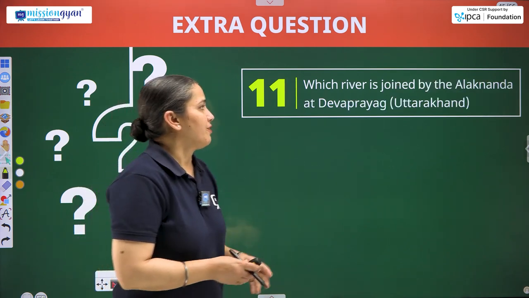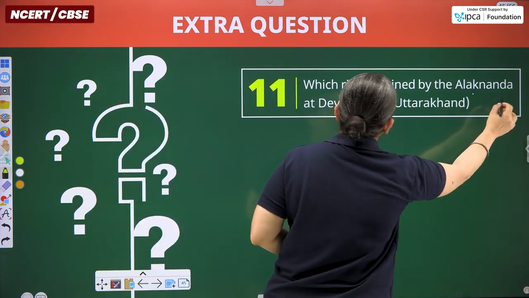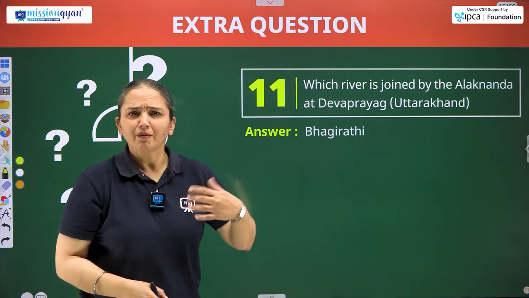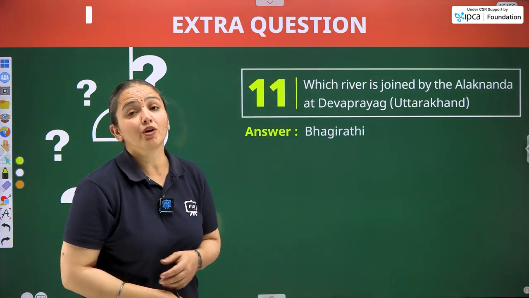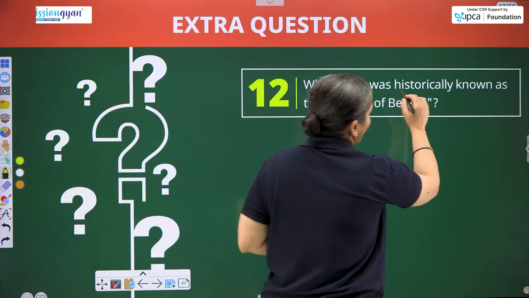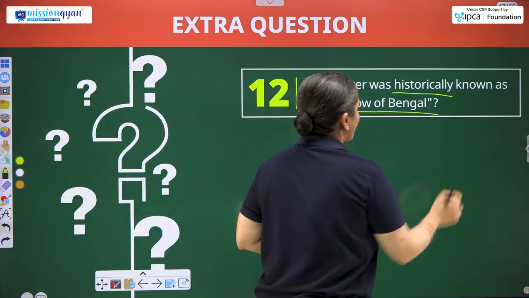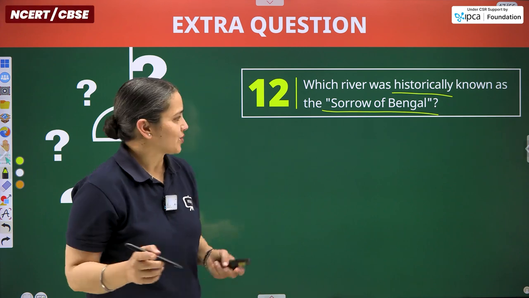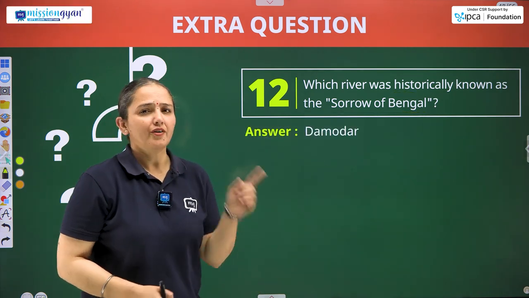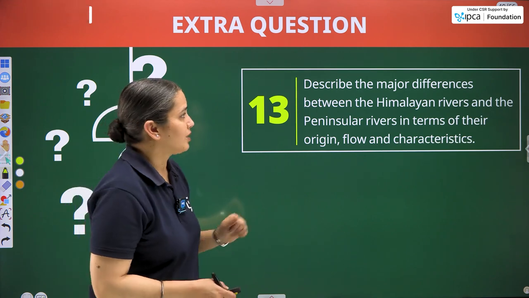Then, which river is joined by the Alaknanda at Devprayag, Uttarakhand? That is Bhagirathi. From there onwards, the combined water flow is known as Ganga. Which river was historically known as the Sorrow of Bengal? It's not the Kosi one. It is the other river, that is Damodar, a tributary, not the main river.